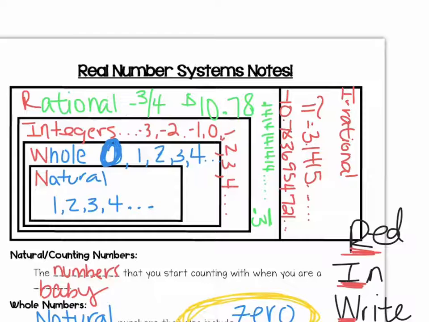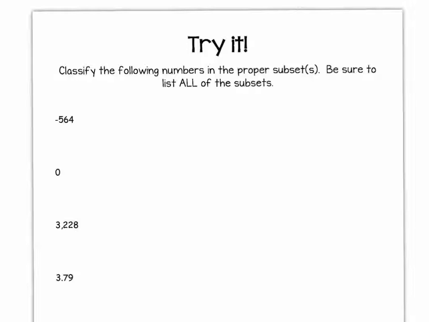All right? So let's try a couple. All right, and again, you do have these in your notes. It's just page 2. So if you've printed these out, great. If you're not, you're following along and you're typing them in slides, that's fine. But it wants us to classify the following numbers in the proper subsets. Please be sure to list all of the subsets. Okay, now the subsets is all of the groups, okay?